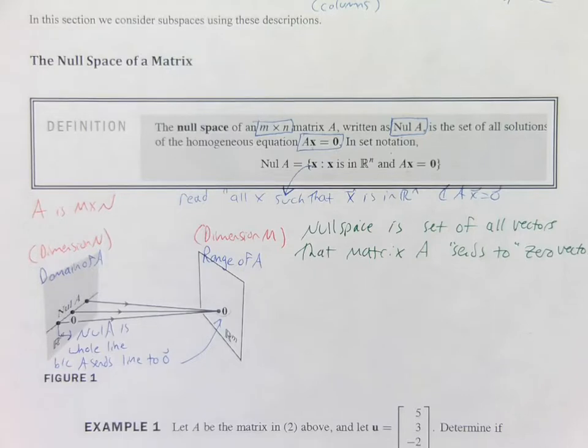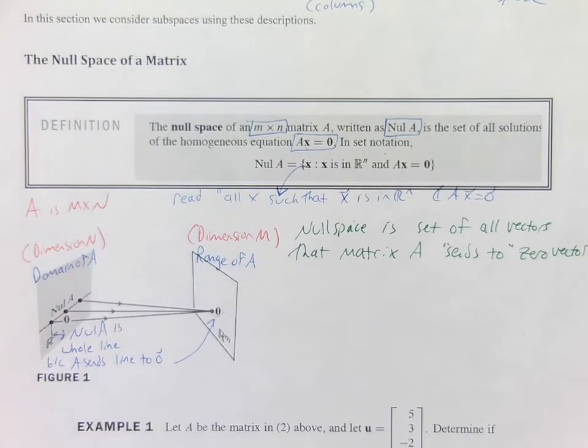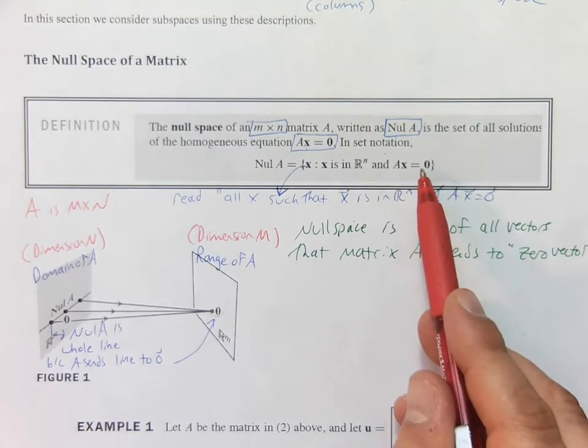And so this is a linear transformation represented by A. Then it would be everything that the transformation sends to 0. If it's just an arbitrary matrix A, it's just things that you multiply by A to get the 0 vector.